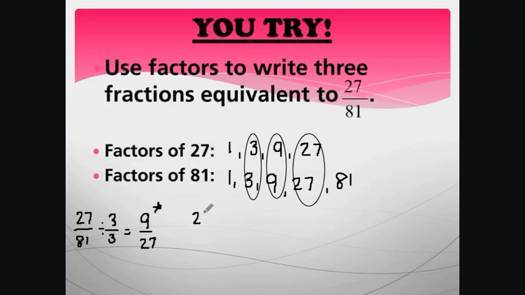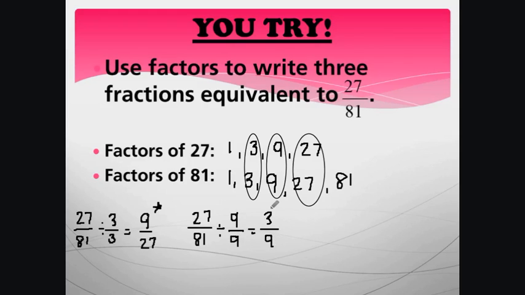We're also going to do the same thing. We have 27 over 81, our original fraction, and write an equivalent fraction of that by using a common factor of 9. 27 divided by 9 is 3, and 81 divided by 9 is 9.